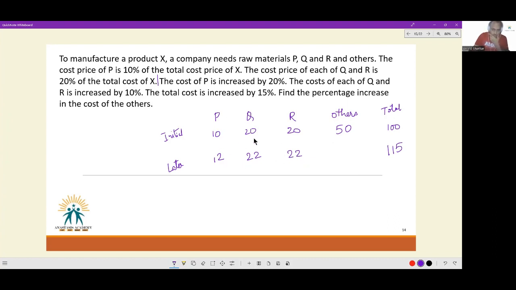There is an increase of 2 here, an increase of 2 here, an increase of 2 here. So an increase of 6 has been accounted for, but overall there is an increase of 15, which means we need an increase of 9 here. The cost of others has now become 59. So they're asking me to find the percentage increase in the cost of others. Others has gone from 50 to 59. The percentage change is 9 by 50 into 100, which is equal to 18%. There is an 18% increase in the cost of others.